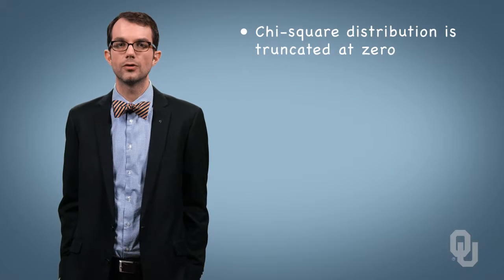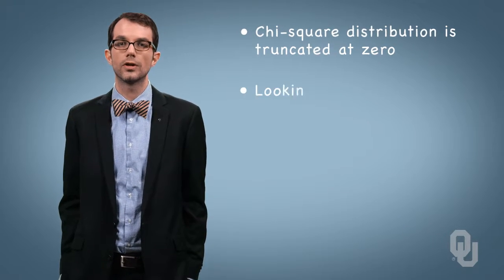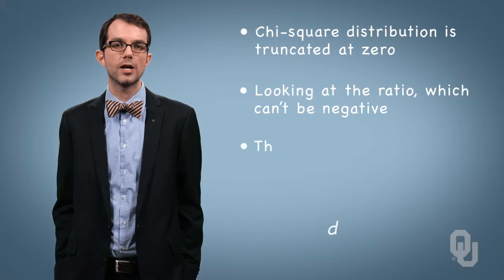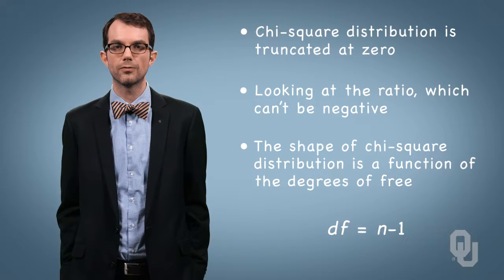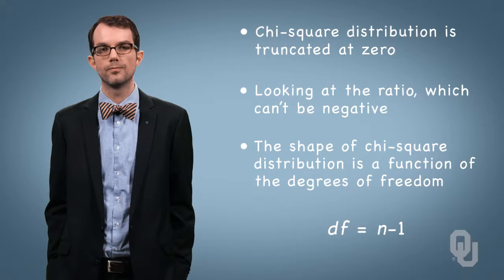Recall that the chi-square distribution is truncated at 0, so we're not looking at the difference in variances, which could be negative. We're looking at the ratio, which can't be negative. And also recall that the shape of the chi-square distribution is a function of one parameter, the degrees of freedom. For this case, the degrees of freedom are n-1.